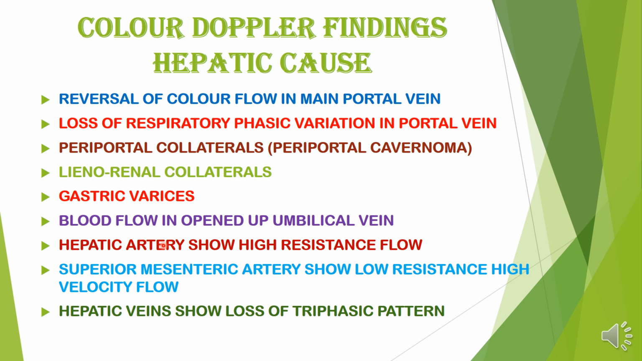The hepatic artery will start showing high resistance flow for the same reason, because the regenerative nodules will start compressing the hepatic sinusoids and the hepatic arterioles will be compressed, which will result in increased resistance in the hepatic artery. But the superior mesenteric artery will start showing low resistance, high velocity flow. It's just the opposite. And the normal hepatic veins which show a triphasic pattern due to the cardiac cycle will be lost in case of hepatic cause also.